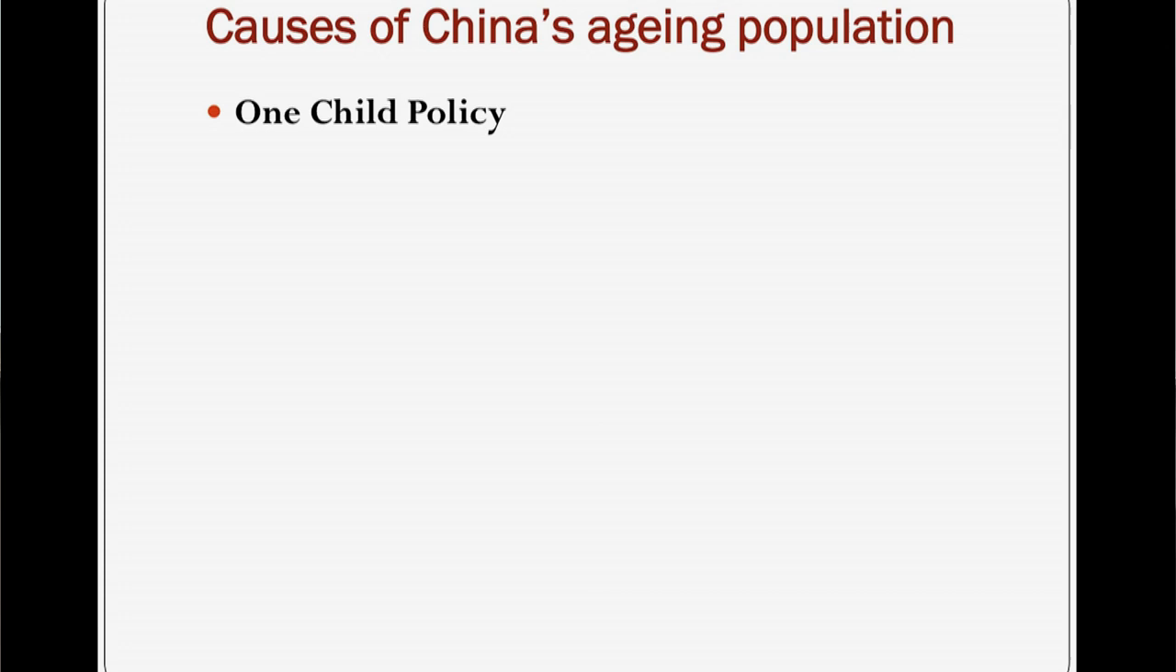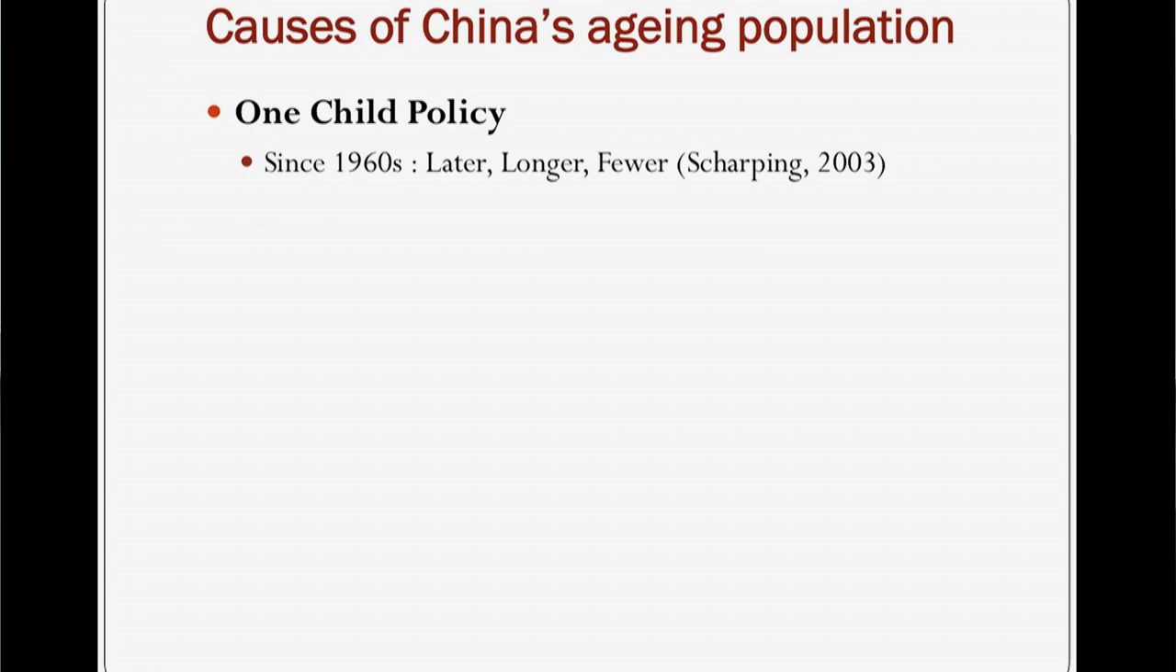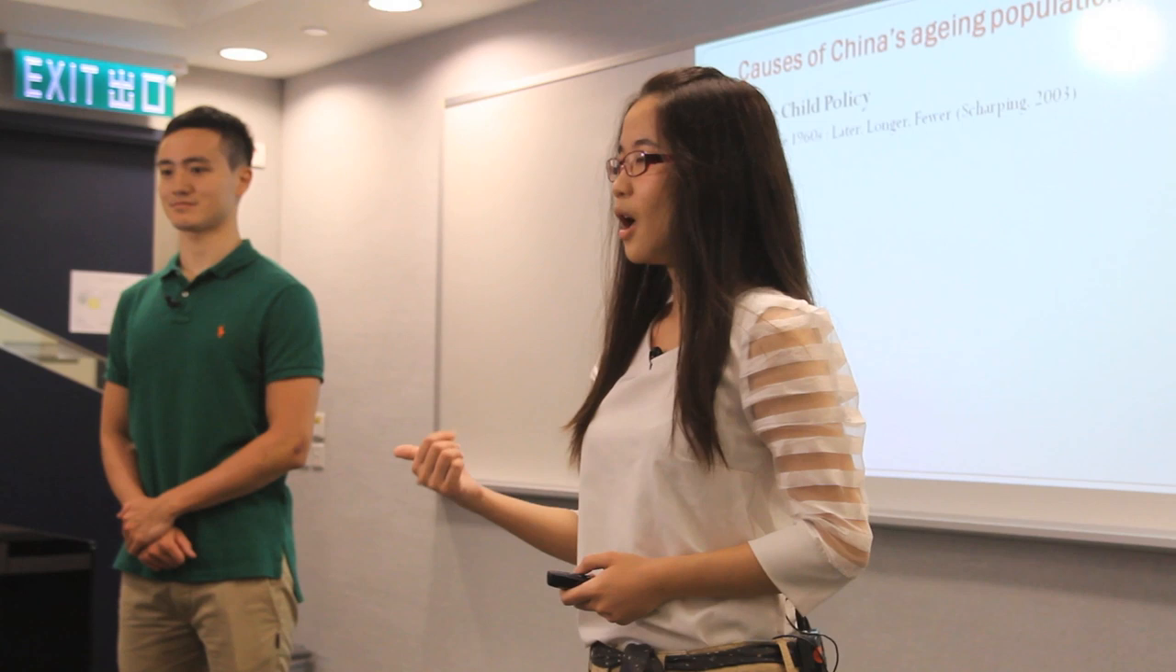And this leads me to the second main cause of China's aging population, the one-child policy. The Chinese government soon found that the growing population was an obstacle to economic development after the famine caused by the Great Leap Forward in the late 1950s. Therefore, the government started promoting birth control from the mid-1960s. The "later, longer, and fewer" policy was launched. This meant later marriage, fewer children, and longer spacing between children.